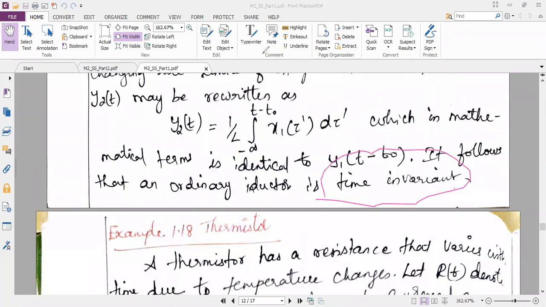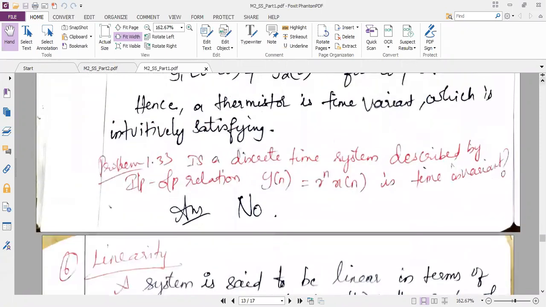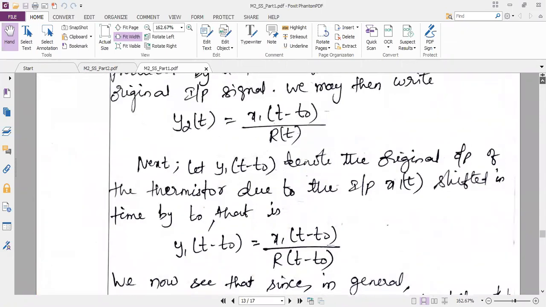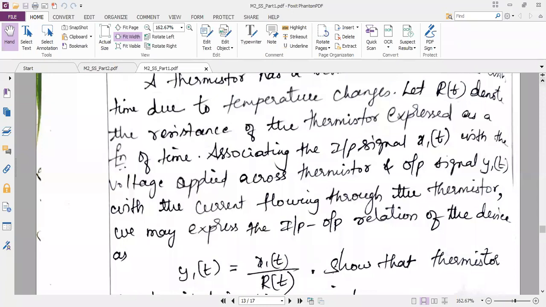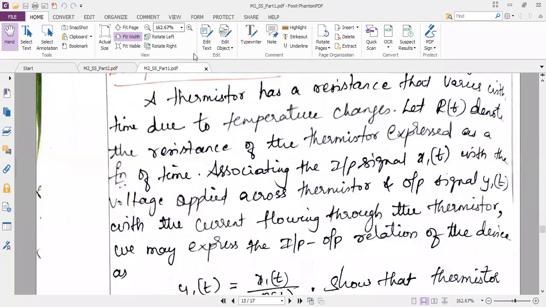So now we will see one more example. Prescribed book problem, thermistor. I want you to take down the question. I'll show the screen now. You can copy the question. A thermistor has a resistance that varies with time due to temperature changes. You know what a thermistor is used for? It is used to measure the change in temperature.